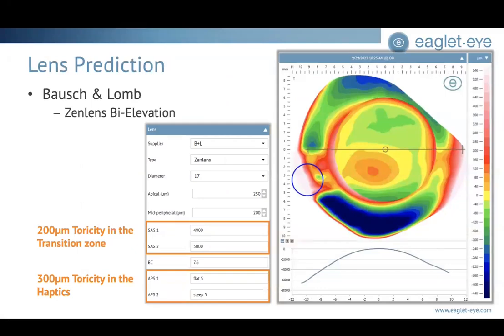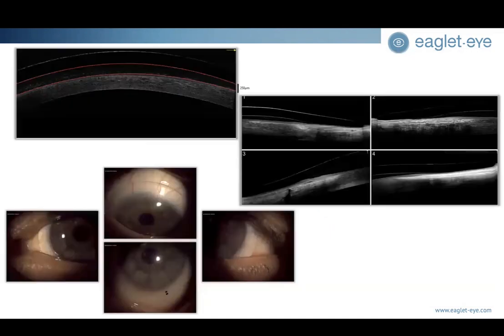So in this case, we use the first fit kind of algorithm. It's a ZenLens bi-elevation design, and pulled data at those different heights, at those different chords to select a bi-elevation lens. And in this case, again, first lens was really great. It looked awesome on the eye. This is some data that just showed kind of what the lens looked like on the first round.